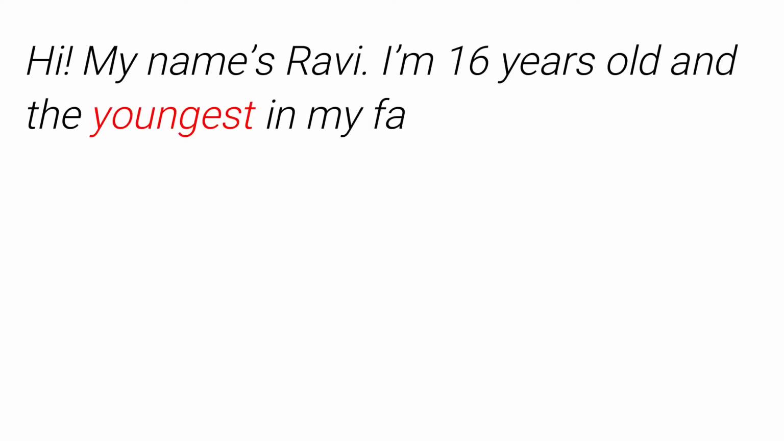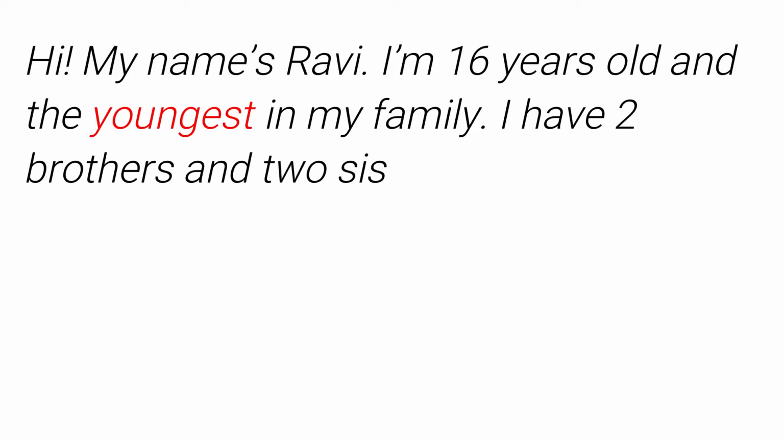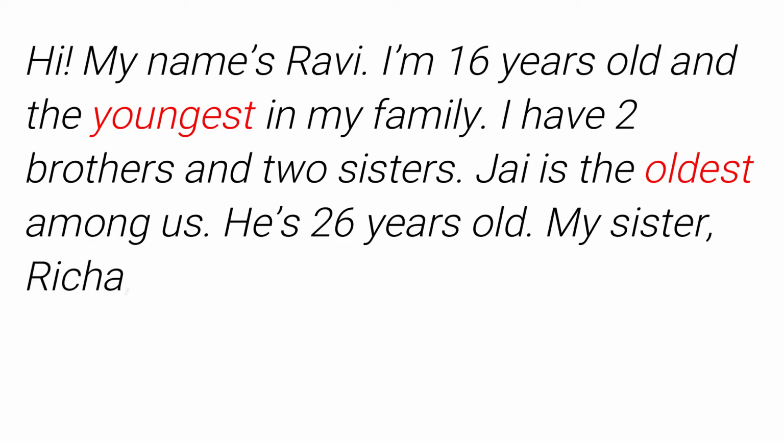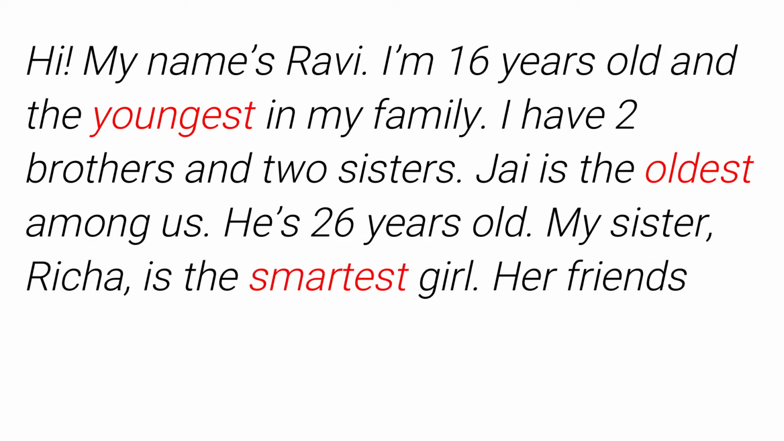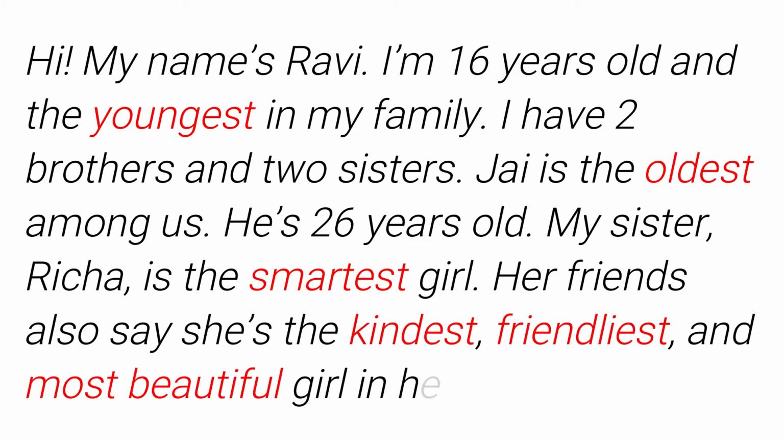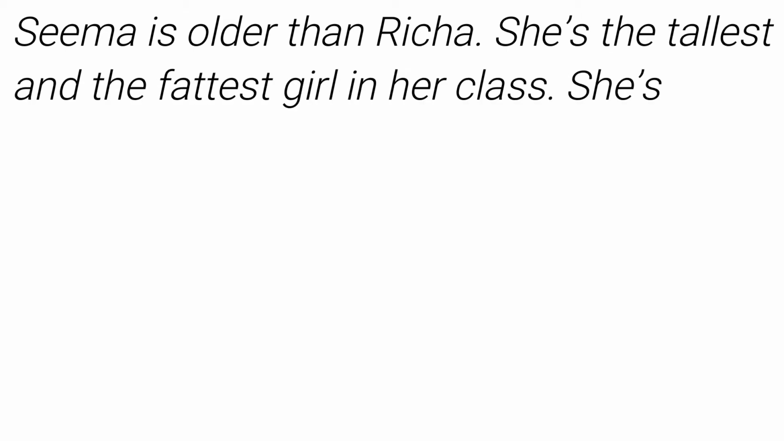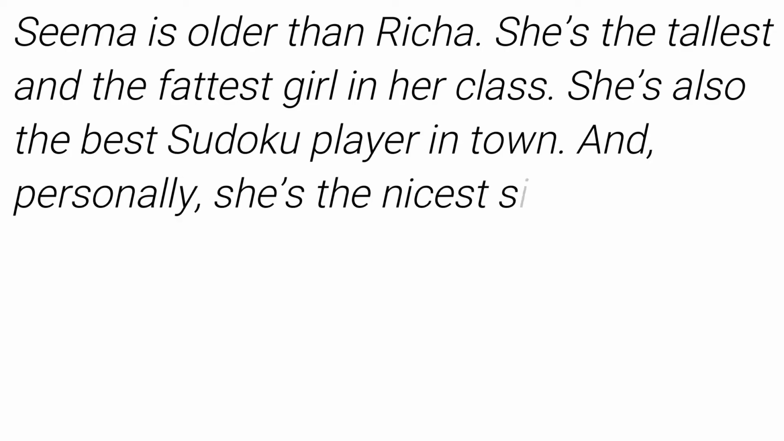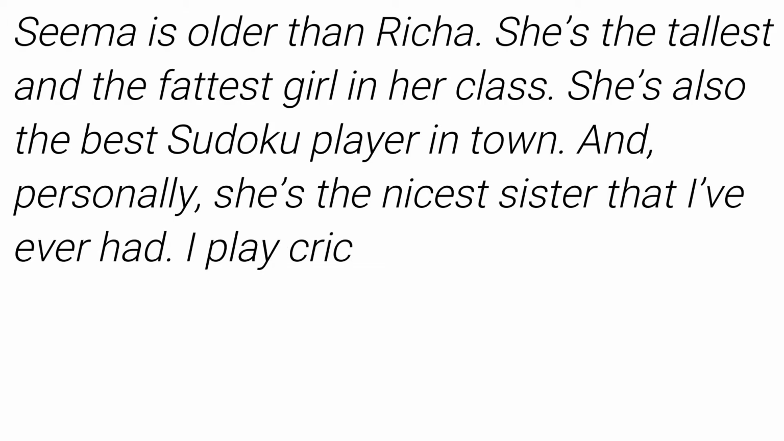Hi, my name's Ravi. I'm 16 years old and the youngest in my family. I have 2 brothers and 2 sisters. Jay is the oldest among us. He is 26 years old. My sister Richa is the smartest girl. Her friends also say she is the kindest, friendliest, and the most beautiful girl in her class. Seema is older than Richa. She is the tallest and the fattest girl in her class. She is also the best Sudoku player in town. And personally, she's the nicest sister that I've ever had.